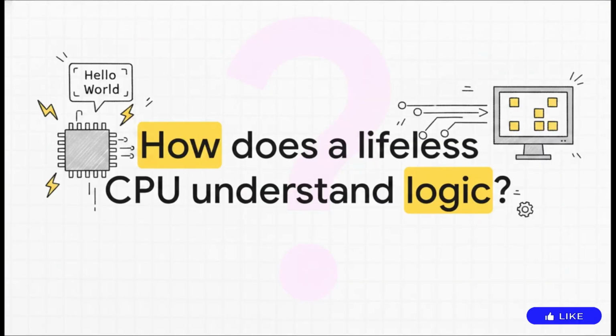Okay, let's dive into this. Seriously, how does a totally lifeless piece of silicon, literally just a sliver of purified sand, actually understand and execute our logical instructions? How on earth does it take a simple command like print hello world and actually turn that into glowing pixels on your screen? I mean, it feels like absolute magic, right? Well, today we are going to completely strip away that magic and look at the real core mystery of computation.